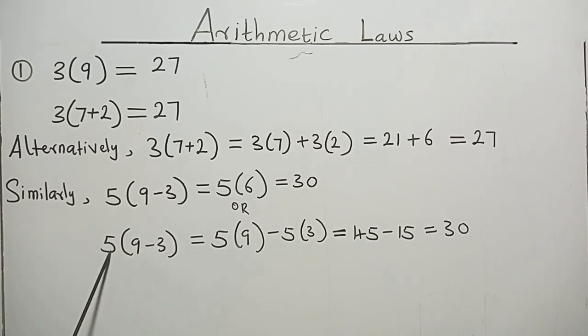So we have 5 bracket 9 minus 5 bracket 3. See it here. 5 times 9 is 45. 5 times 3 is 15. Therefore, this number operation is equal to 45 minus 15, and the answer is equal to 30. So, with this method, the answer is 30.